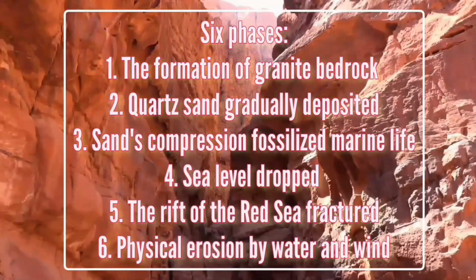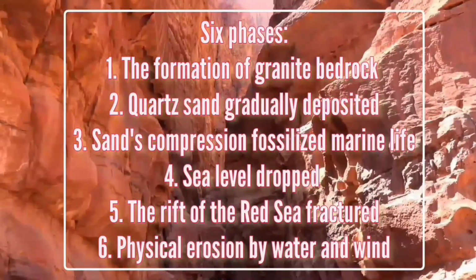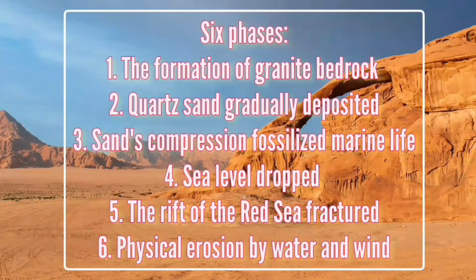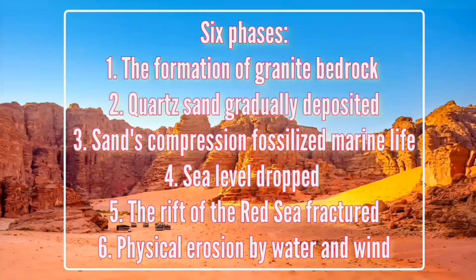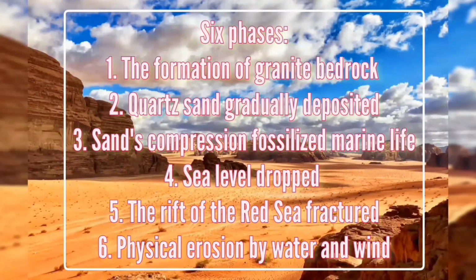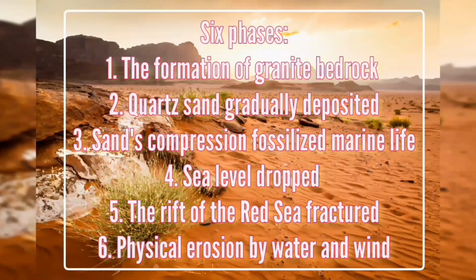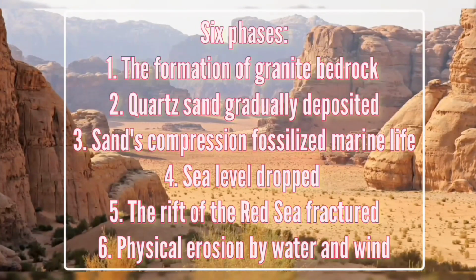The compression of the sand into rock fossilized the remains of marine life. The sea level dropped and the entire area, including southeast Jordan, western Saudi Arabia, southeastern Egypt, and Sudan, was uplifted by the tectonic movement. The rift in the Red Sea fractured, separating the Arabian Peninsula from Africa, where most of the sediments originated. Physical erosion by water and wind washed the sediments into the sandy valleys.